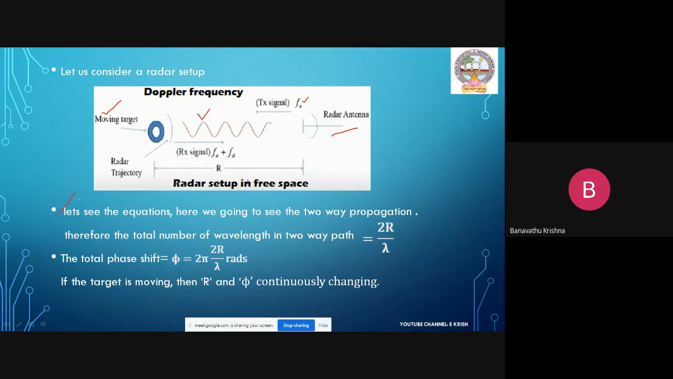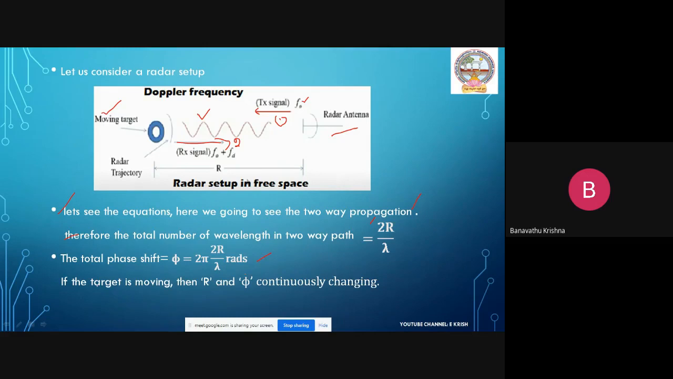Okay, so let us come to this first point. Let us see the equations. We are going to see the two-way propagation. Two-way propagation means one is the transmitter section, transmitting the signal into the space, and the other is receiving the signal at the radar receiver station. This is one path and this is the second path, so it is called two-way propagation. Therefore the total number of wavelengths in the two-way path is equal to 2R by lambda, where 2 represents the two-way propagation. With respect to 2 pi, the total phase shift phi is equal to 2 pi into 2R by lambda, in radians.